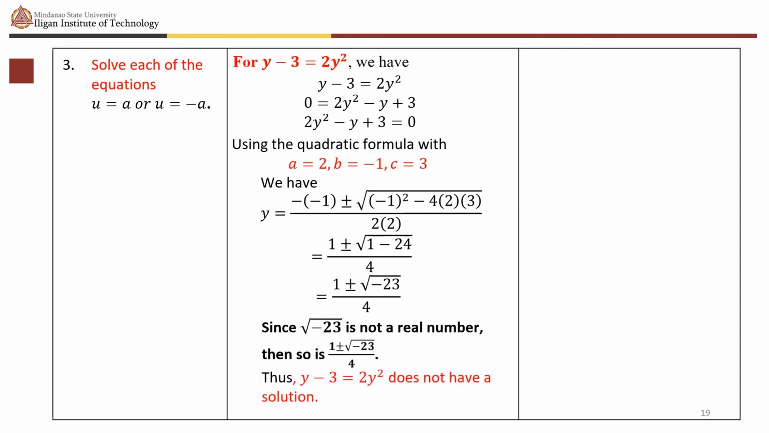Since the square root of negative 23 is not a real number, then neither is the value 1 plus or minus the square root of negative 23 over 4. Thus, y minus 3 equals 2y squared does not have a solution.